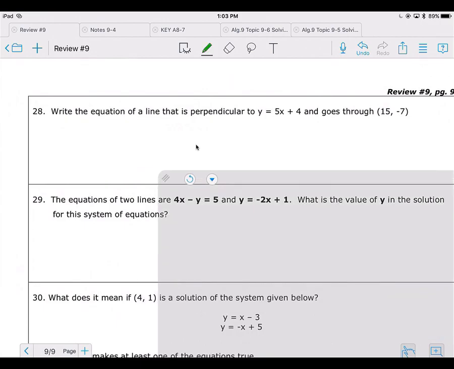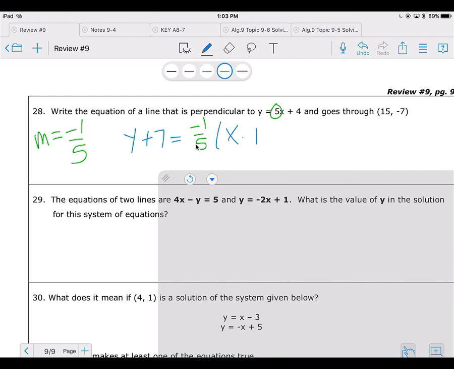28 asks for a perpendicular line. Perpendicular means opposite-flipped slope. And then we're using the point. So y minus -7 equals my flipped opposite slope, times x minus my x point. Remember that your points change signs.